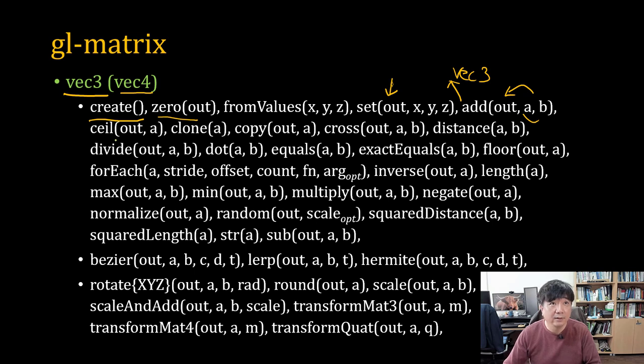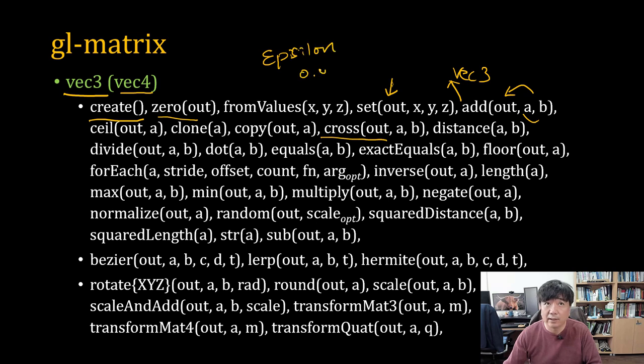Okay. And ceil is ceiling, clone is copy, cross is the cross product, and distance is calculating the distance from A to B. The divide is element by element divide, and the dot is the dot product, the inner product of two vectors. And then equals is checking whether the A vector and B vector are the same. So we need to define what is an equal vector. So we can set the epsilon value, the error value.